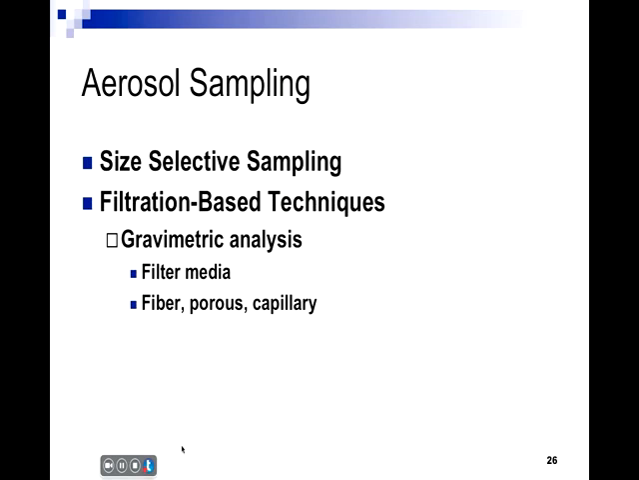Now, aerosol sampling can be based upon different types of techniques. You can use a size selective sampling. And with this, you can use filtration-based techniques, i.e. gravimetric analysis, where you can have different types of filters, and you will collect the aerosols on the filter. You can weigh your filter before you begin collecting the aerosol and after you've begun collecting the aerosol, and you can determine then how much aerosol is present in the environment based upon the difference in the weight of the filter and the known quantity of air that's been pulled through the filter.